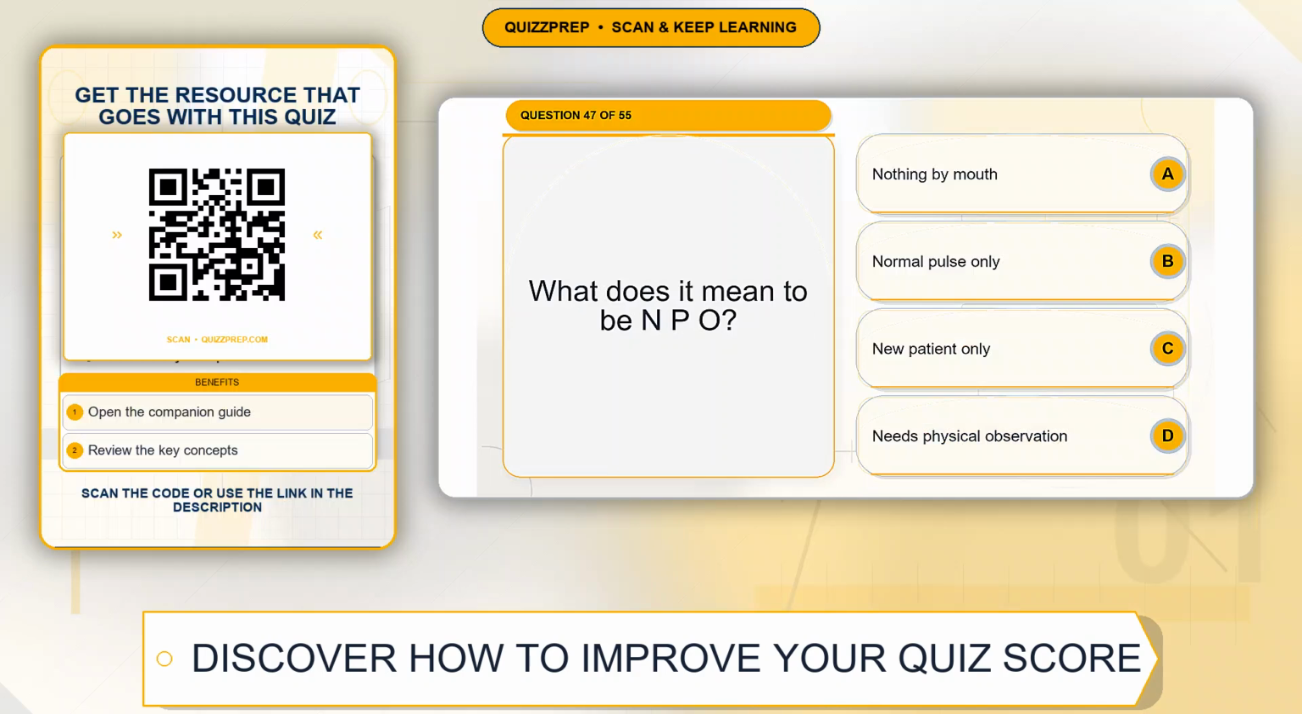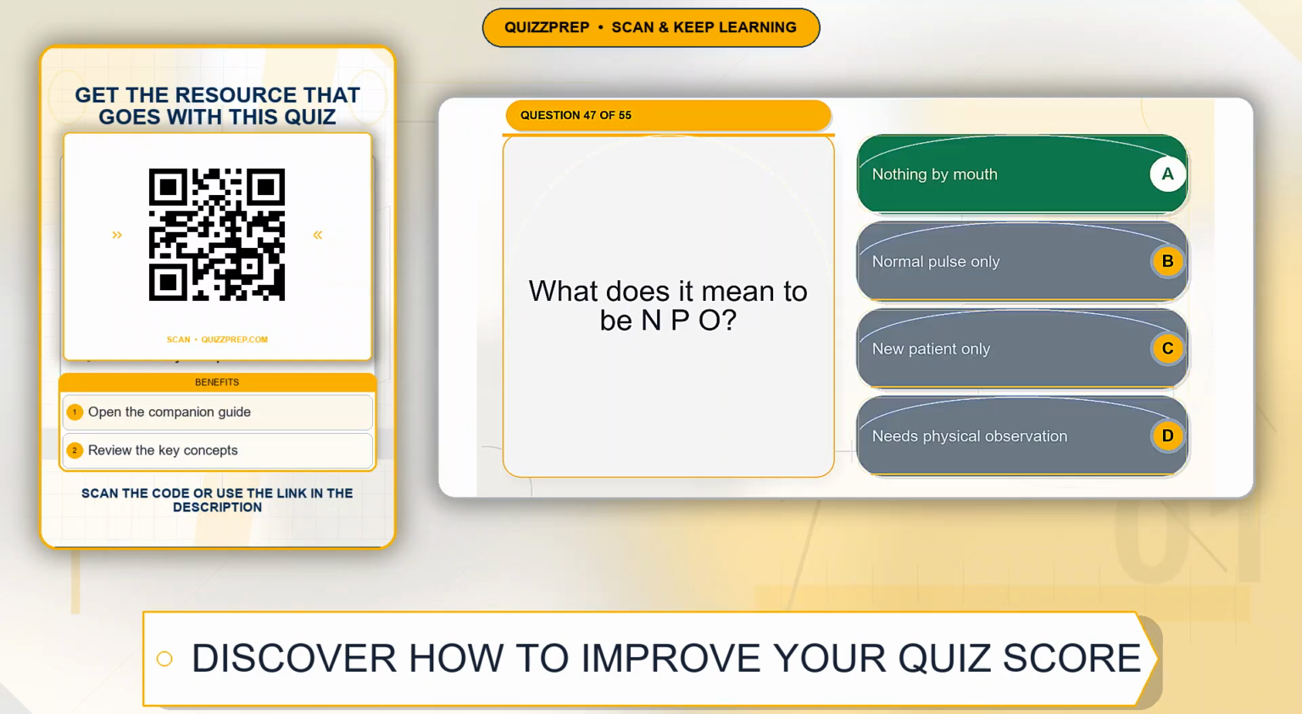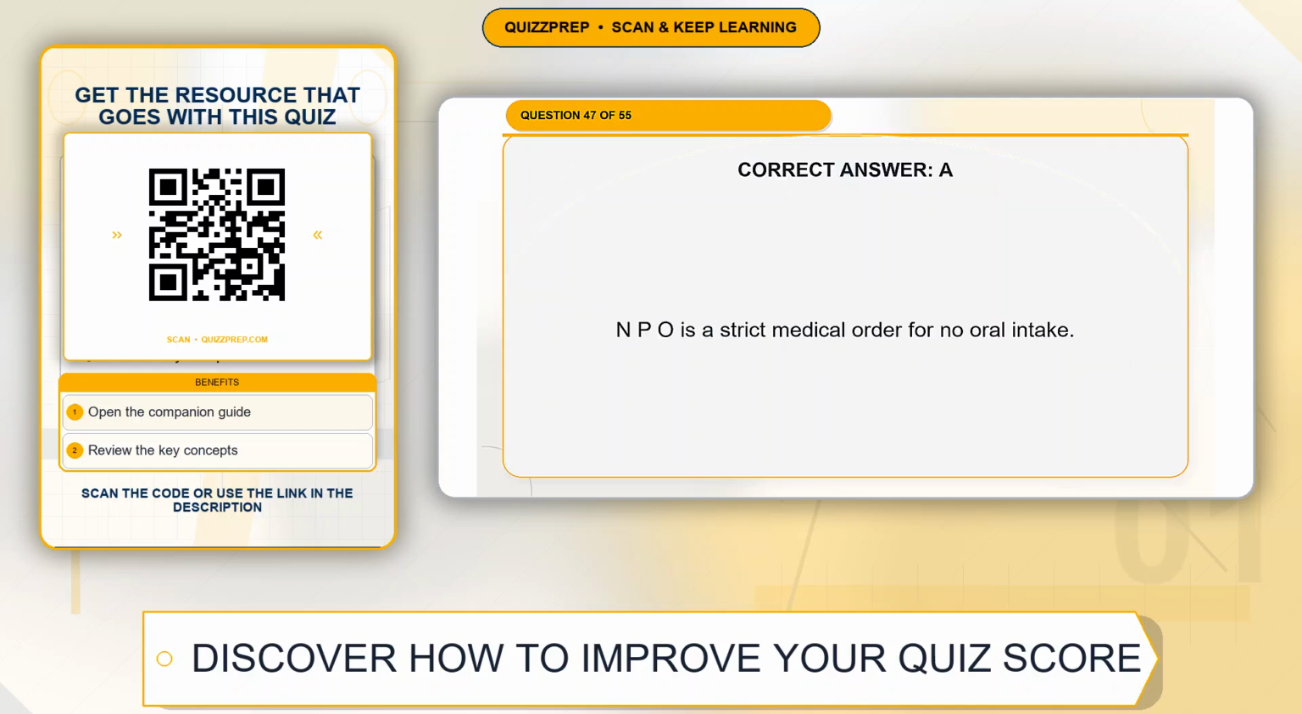Question 47. What does it mean to be NPO? Option A, nothing by mouth. Option B, normal pulse only. Option C, new patient only. Option D, needs physical observation. The correct answer is option A, nothing by mouth. Explanation. NPO is a strict medical order for no oral intake.